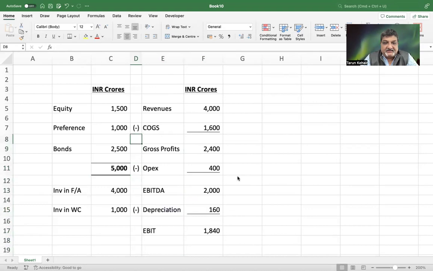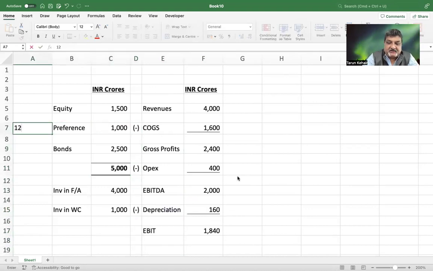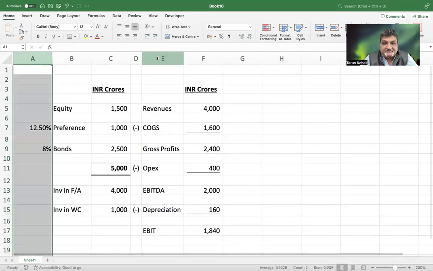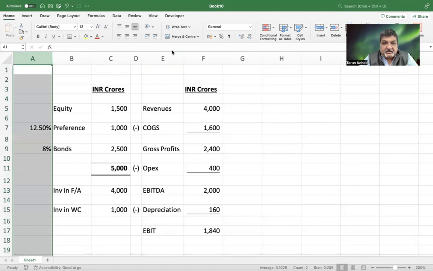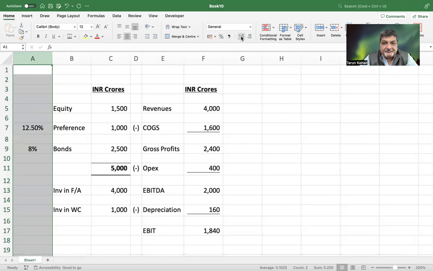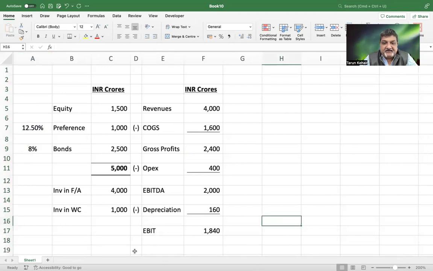Now, assume that the preference shares carry a 12.5% dividend, whereas the bonds carry 8% interest. So once you reach EBIT, it is like a milestone. It completes or terminates the operating segment of the P&L and starts with the distribution segment of the P&L.